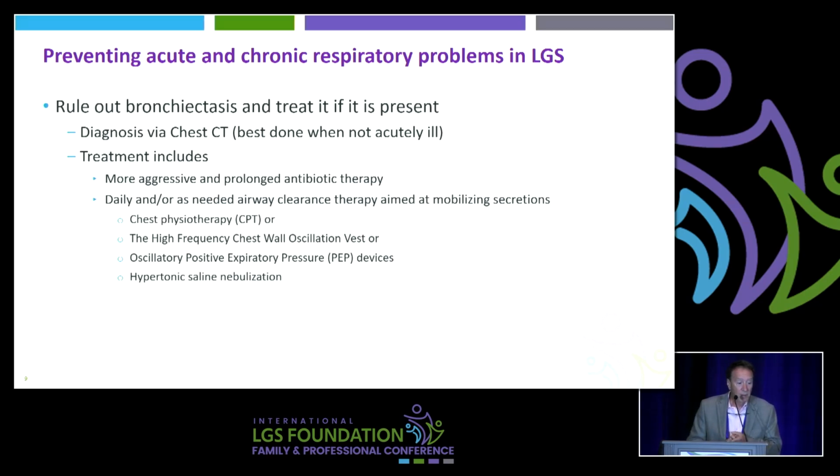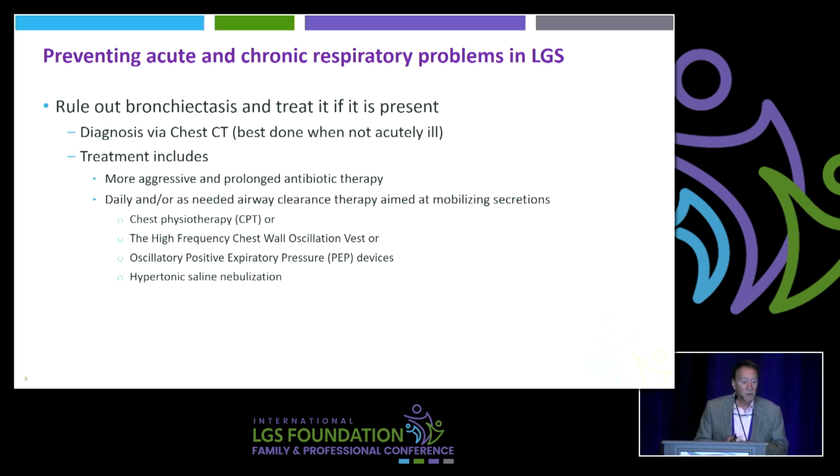Next, we want to rule out bronchiectasis and treat it if it's present. So as I mentioned, you want to do a CT scan if there's a consideration. It's best done when somebody is well rather than when they're sick, because inflammation and infection can sort of obscure the findings. And treatment of bronchiectasis includes more aggressive antibiotic therapy in general at the beginning of any respiratory symptoms, but also more prolonged antibiotic therapy in the context of an illness.